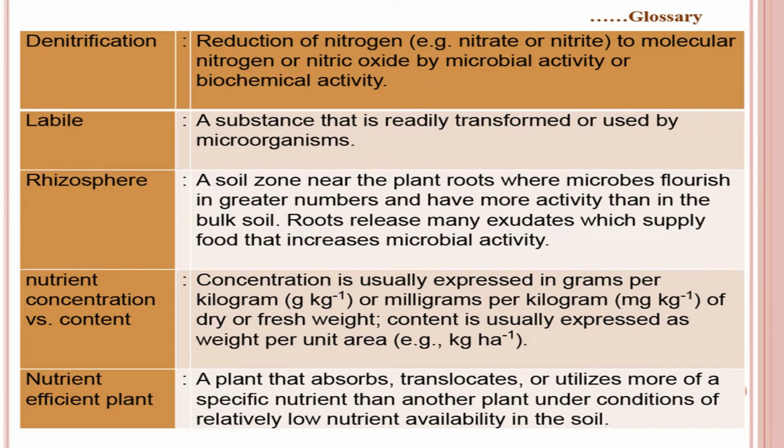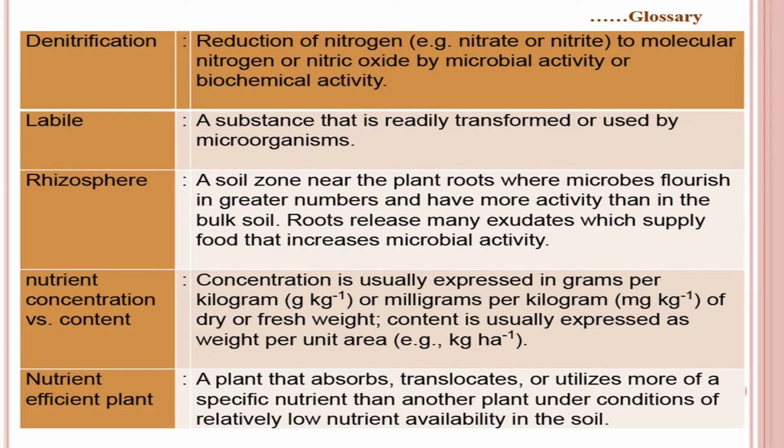You must underline it, weight per unit area, for example kilogram per hectare. So, this is in 1 hectare, which is area. The nutrient efficient plant: a plant that absorbs, translocates or utilizes more of a specific nutrient than another plant under conditions of relatively low nutrient availability in the soil.